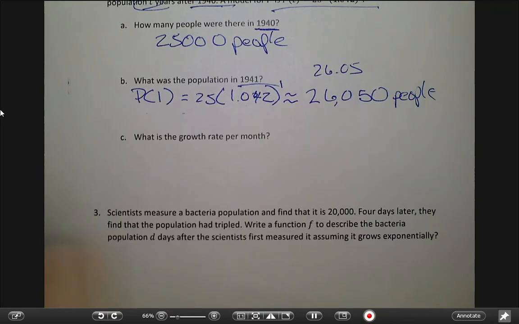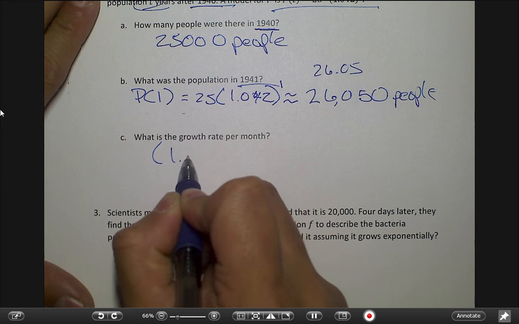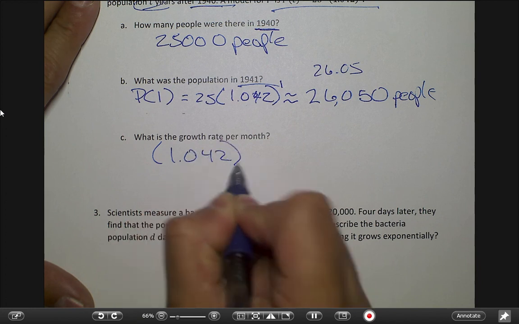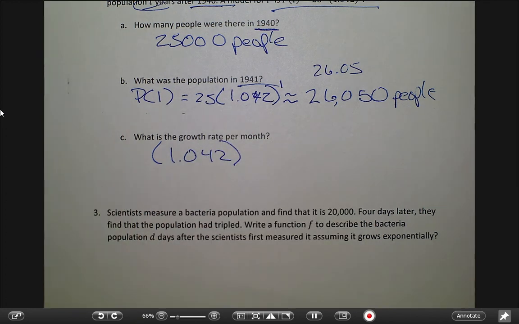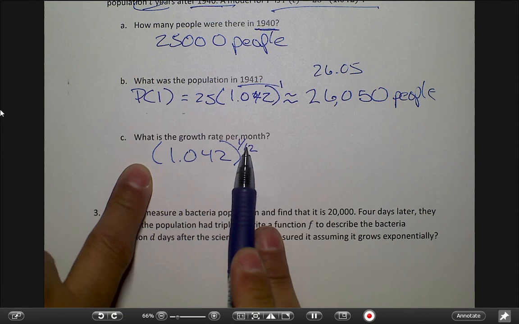And this next one is asking for the growth rate per month. Per month. So now we're asking for growth rate, right? That goes back to the same thing as we did on the first one. Okay, what is the R value I'm using? 1.042, right? And it's raised to 12, not 12. 1. What is it? Not 12 over 1. 1 over 12. 1 over 12. Because 12 months would be a whole year, right?